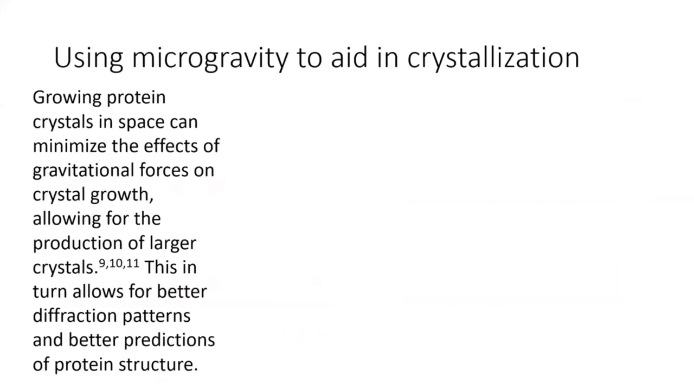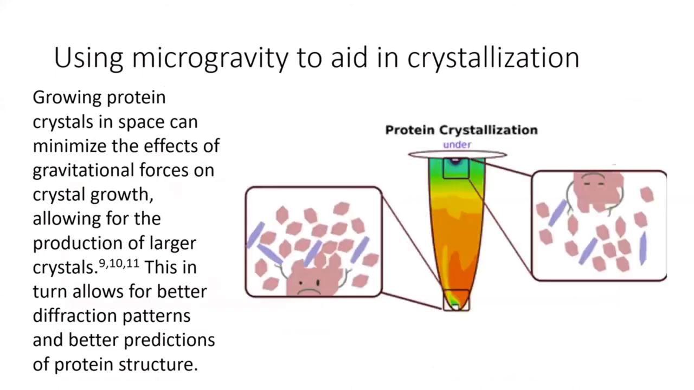So gravity actually has a big effect on the growth of protein crystals. What ends up happening is the denser things in solution, because typically to crystallize a protein, it takes a lot of work. You have to add a bunch of different things in there. Those denser particles will start to move towards the bottom just because of gravity. They're denser than the rest.